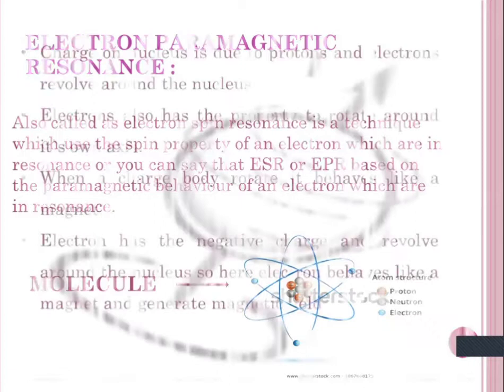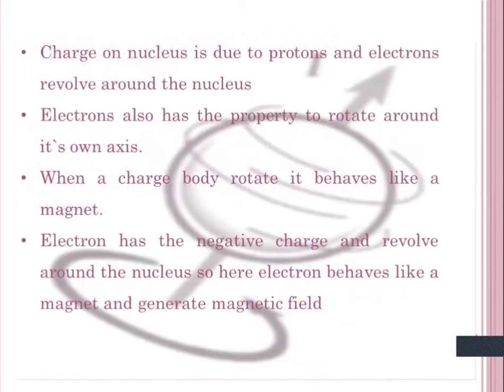Electrons have the property to rotate around their own axis. When a charged body rotates, it behaves like a magnet. Electrons have negative charge and revolve around the nucleus. So here electrons behave like a magnet and generate a magnetic field.